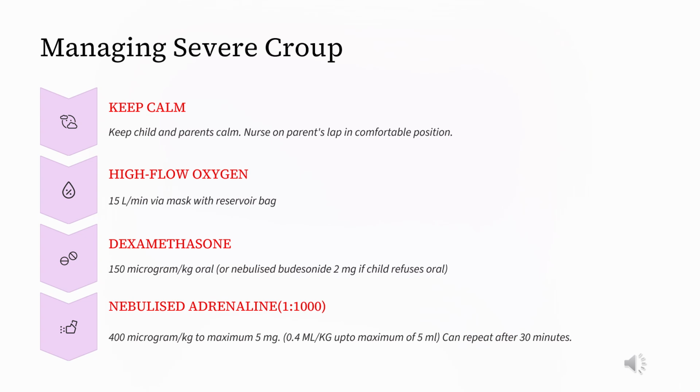And in severe croup, you will give nebulized adrenaline 1 in 1000 undiluted form, 400 microgram per kg to a maximum of 5 milligram. In ml, it is 0.4 ml per kg up to a maximum of 5 ml. Usually adrenaline comes in 1 ml ampoules, right? So, you can give 0.4 ml per kg up to a maximum of 5 ml. So, a 10 kg child requires 4 ml. You can repeat after 30 minutes.